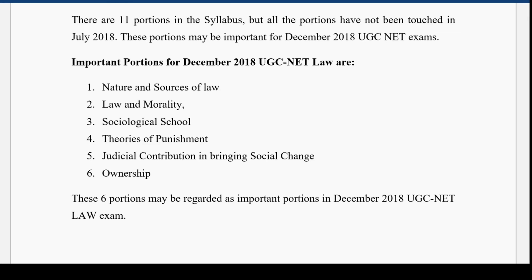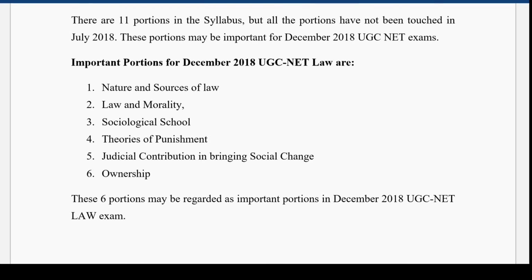I hope you have already gone through these six portions. If you haven't, note that ownership, sociological school, and nature and sources of law, these three are really important, and they can carry questions this year. So 10 to 15 questions can be expected out of 100 questions from legal theory portions.